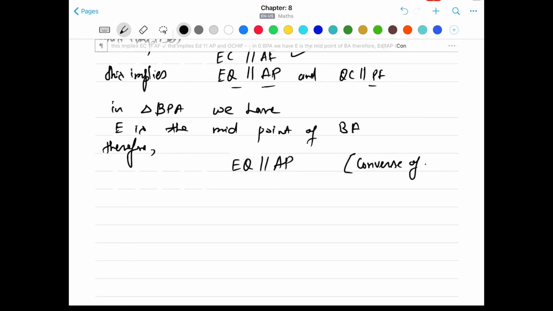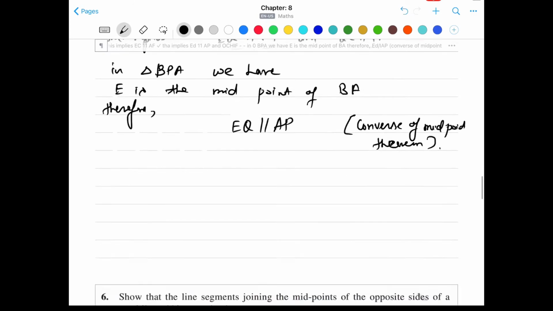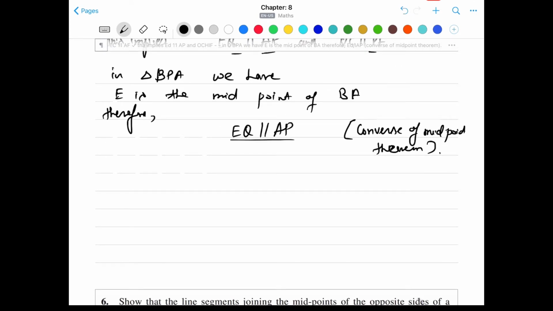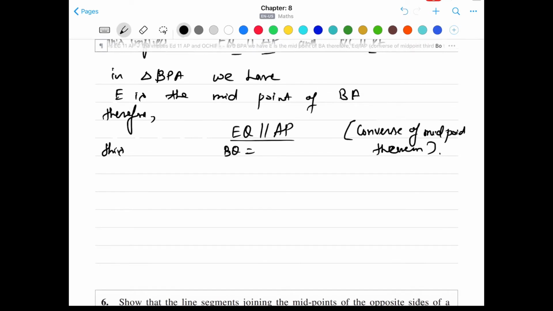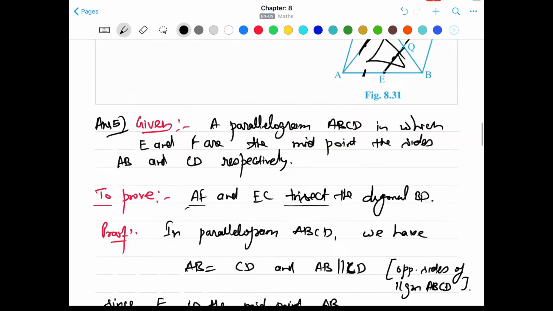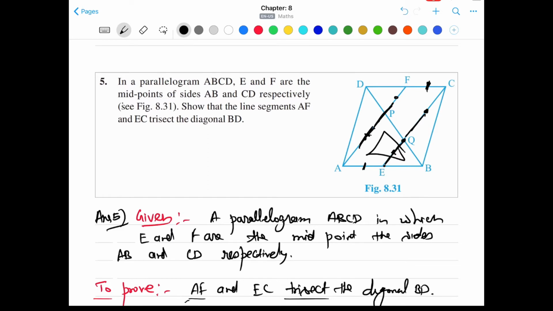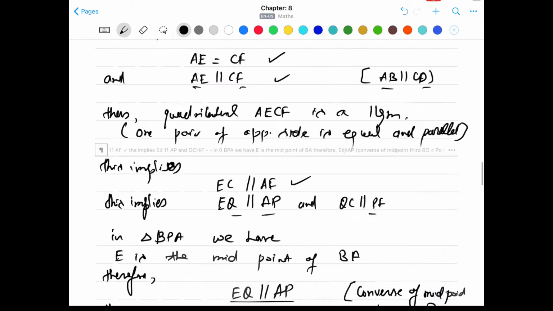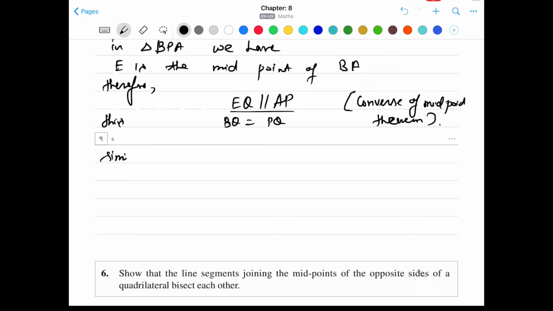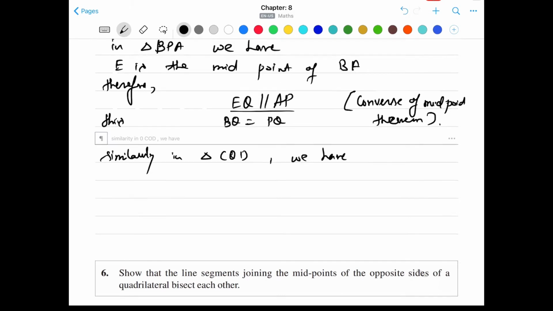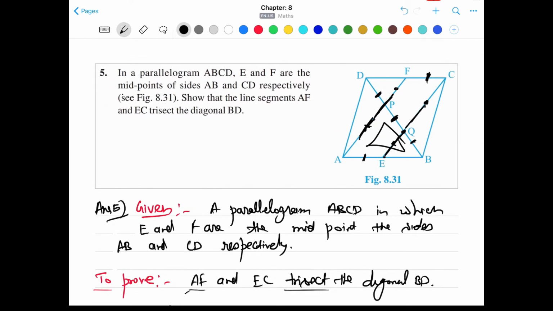Converse of midpoint theorem. That's why these two are also parallel, and this implies BQ equals PQ. Since these are parallel, Q is the midpoint, so BQ and PQ will be equal. That means this point is bisecting the side PB. In a similar way we can prove that in another triangle, CQD, we have DP equals QP. That means DP and QP are also equal, so QP equals PQ and DP also equals PQ. That means all three are equal.